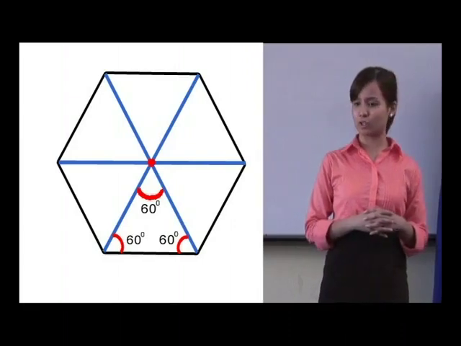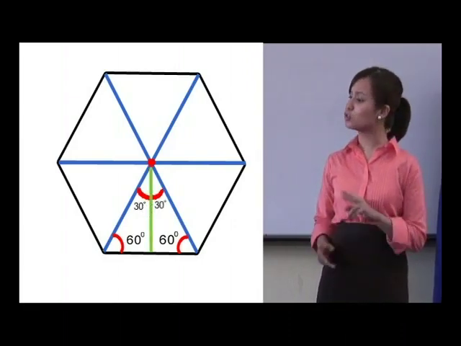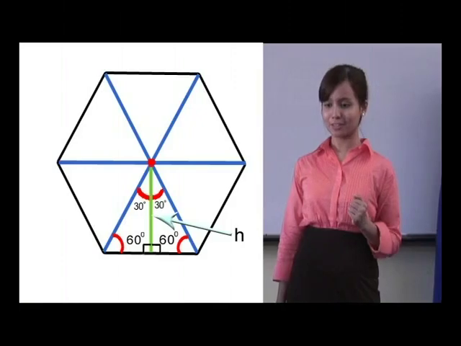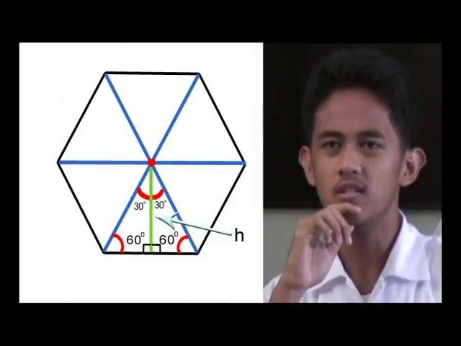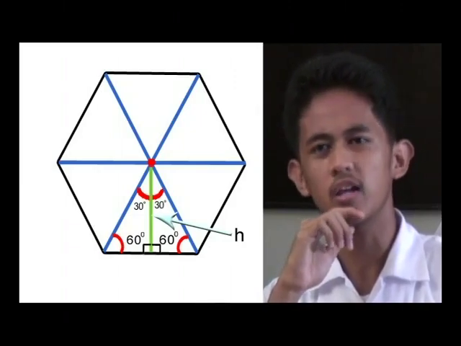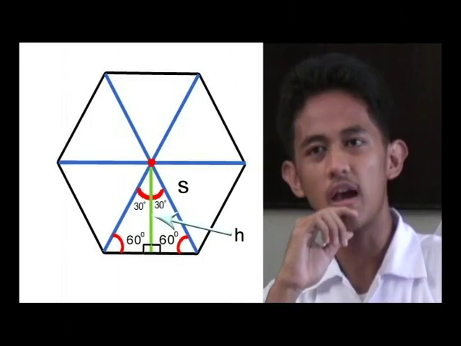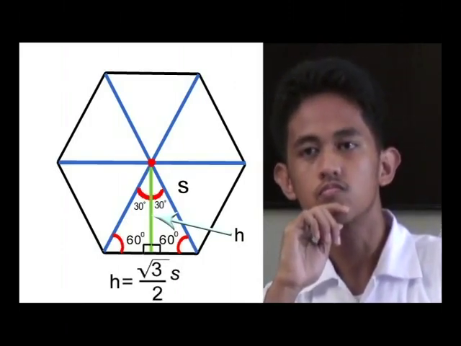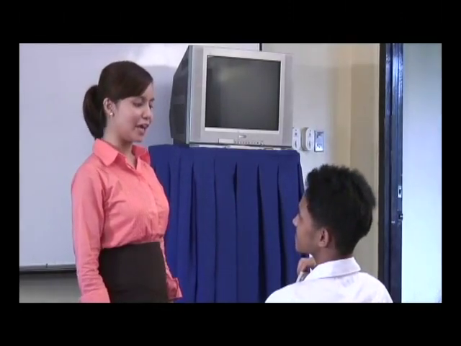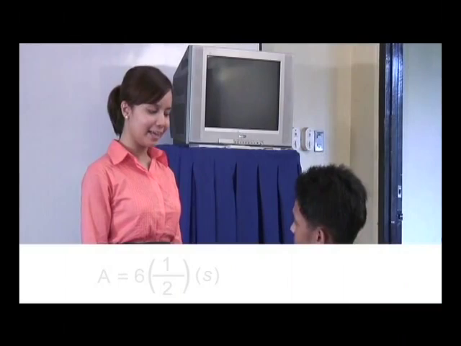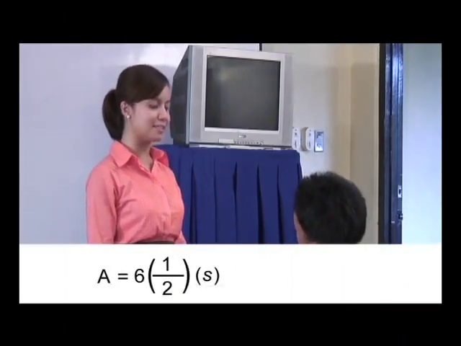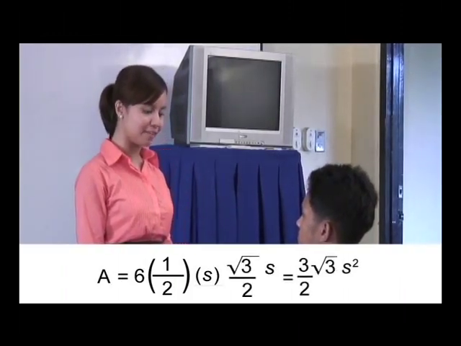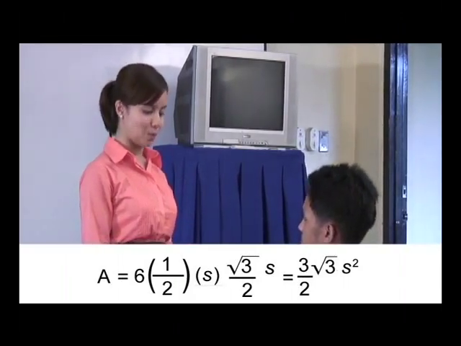Now, if we draw the altitude from the center, the triangle divides into two 30, 60, 90 triangles. Can you give me the value of h? If I remember correctly, in a 30, 60, 90 triangle, the side opposite the 60-degree angle is square root of 3 over 2 times the length of the hypotenuse. So if we apply our formula for the area to a hexagon, we get A is equal to 6 times 1/2 times s times square root of 3 over 2 s, which is equal to 3/2 times square root of 3 s squared.